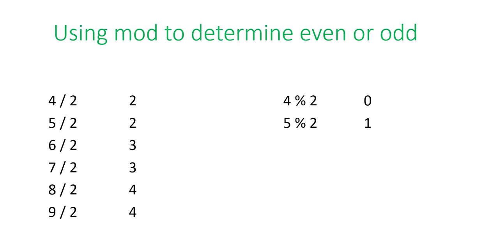How about when we do 5? When we do 5 divided by 2, the remainder is 1. How about 6 divided by 2? A 0. How about 7 divided by 2? A 1. How about 8 divided by 2? 0. 9 divided by 2? 1. Now can you see a pattern?